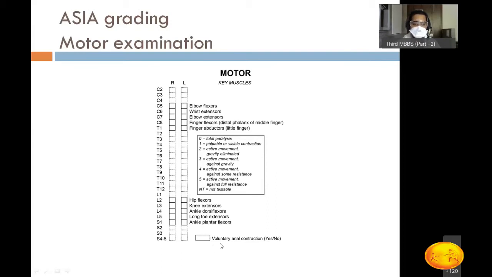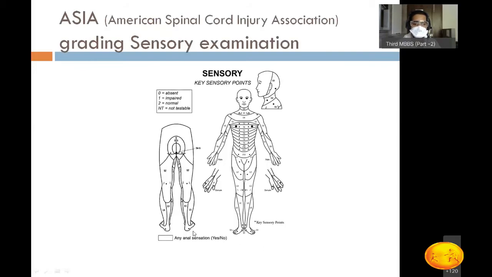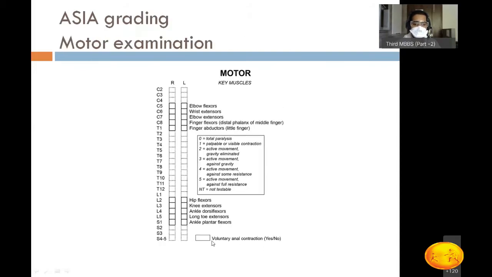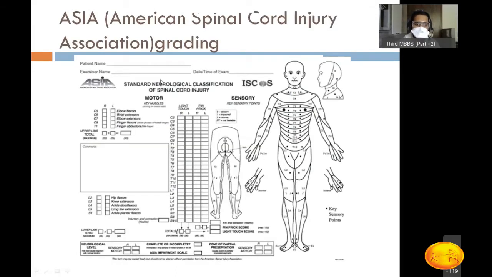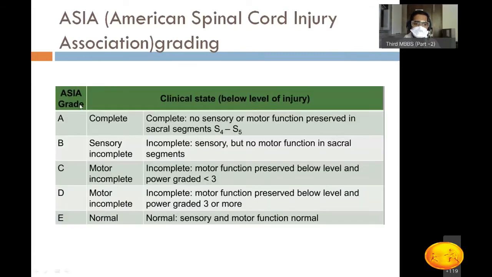Again, there is one special point given to voluntary anal contraction. Like in sensory, they have given a point for any anal sensation. In motor, they have given it for voluntary anal contraction, which you check with a per rectal examination. You ask the patient to contract the external anal sphincter, and if it is present, you mark it as yes. And then there is a whole chart in which you do the grading, right, left, upper limb, lower limb. By this grading, you come to a conclusion of ASIA grade A to E.